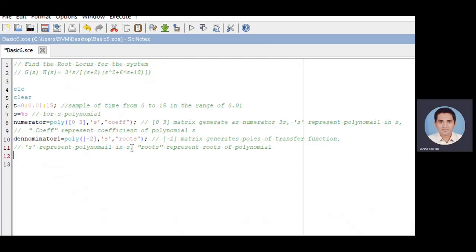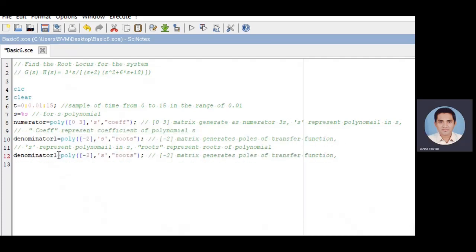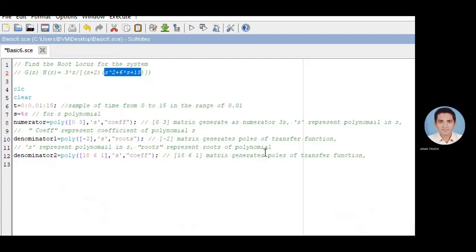Okay. Now similarly we find the denominator 2 with the help of the coefficient method. So okay, denominator 1, then denominator 2, so here poly, then now 18 plus 6s plus s squared, so 18 6s plus s squared, as here coefficient method, so we use coefficient. Okay, so 18 6 1, generate this matrix, generate s square plus 6s plus 18. Where s represents polynomial s and coefficient represents the coefficient of polynomial s.